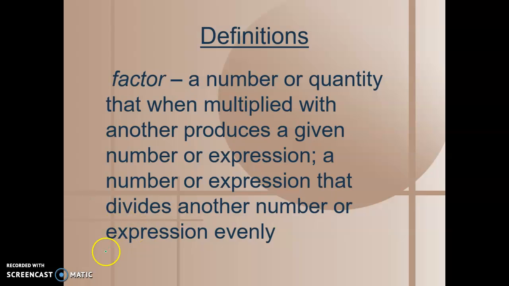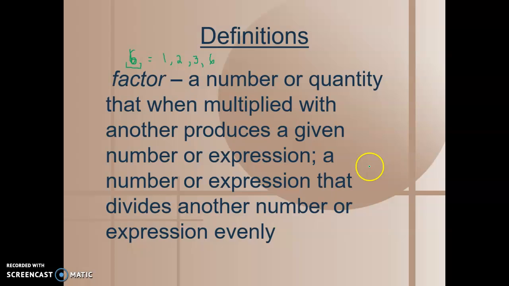So let's take a look at the number 6, for example. If we're using this first definition here, a number or quantity that when multiplied with another produces a given number or expression, I want to know what numbers or quantities I can multiply to get the number 6. Well, you should know that 1 times 6 is 6, and 2 times 3 is also 6. So when we're talking about the factors of 6, these are the numbers that can be multiplied to produce this quantity of 6. So the factors of 6 are 1, 2, 3, and 6.